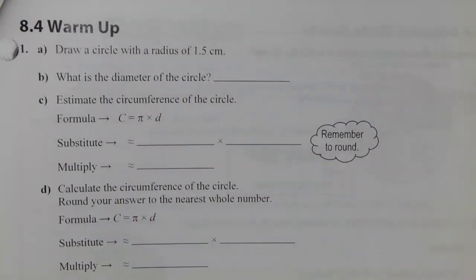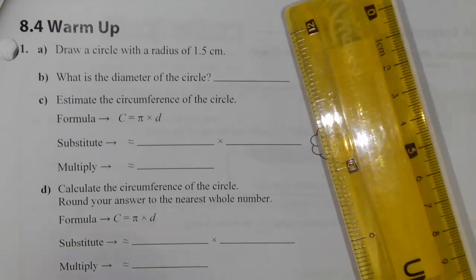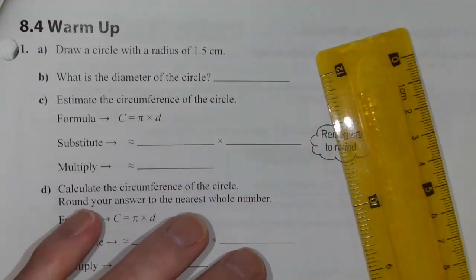Welcome to the 8.4 warm-up. Number 1, draw a circle with a radius of 1.5 centimeters. You could have done this on a spare piece of paper, but I'm just going to do it right here.